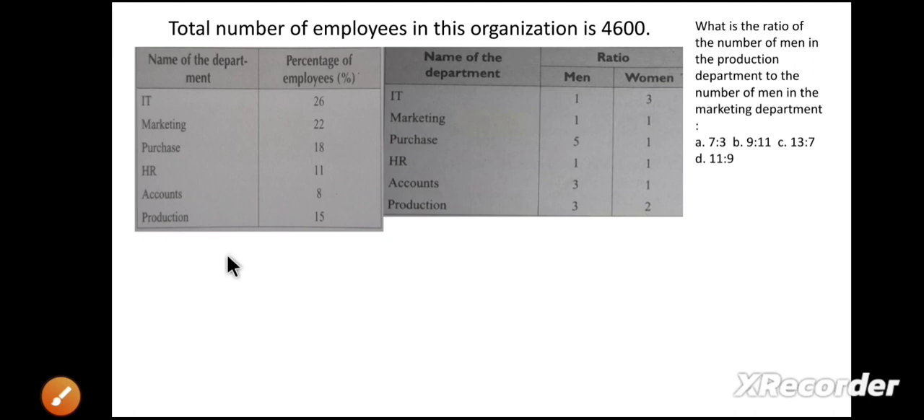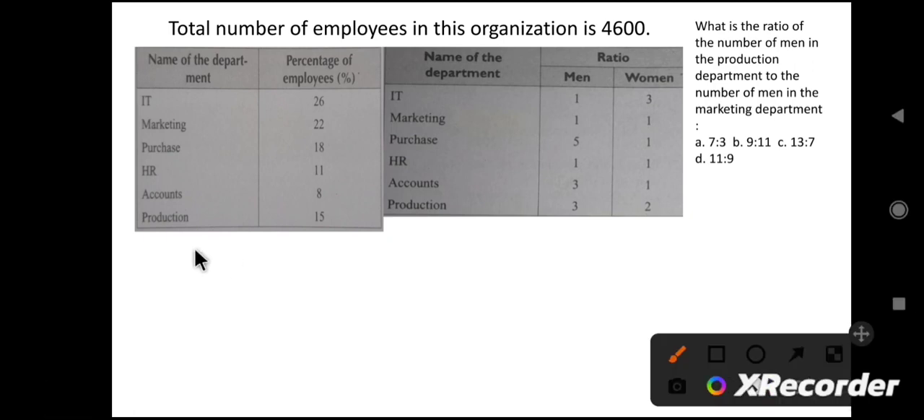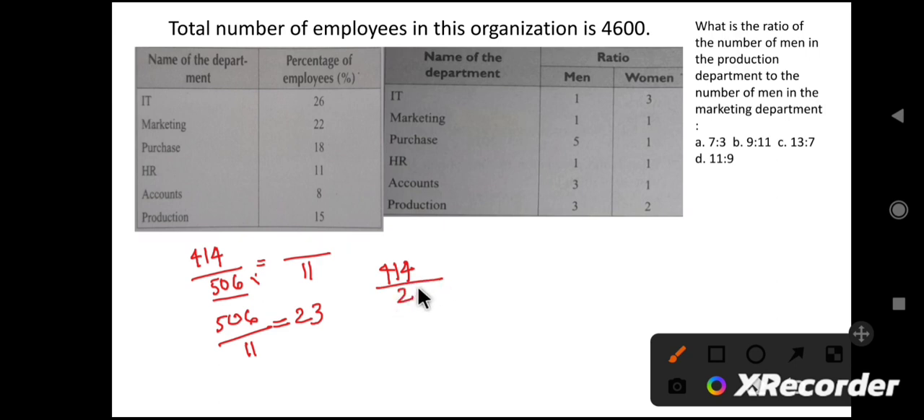Now let's get back to the question. We were finding the ratio 414 divided by 506. And we know that this is divisible by 11. So if we divide 506 by 11, we will get 23. So we have to divide this number 414 by 23. So 414 divided by 23, we will get 18, so 9 will come here.